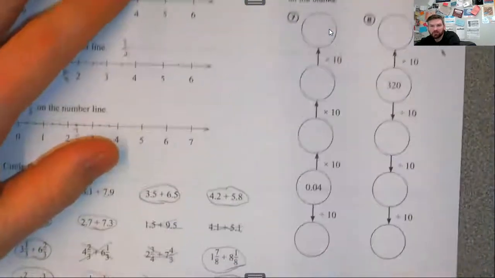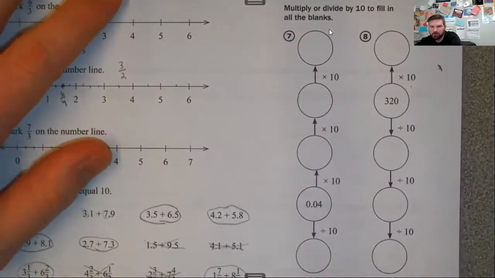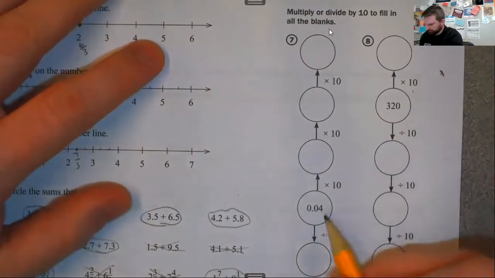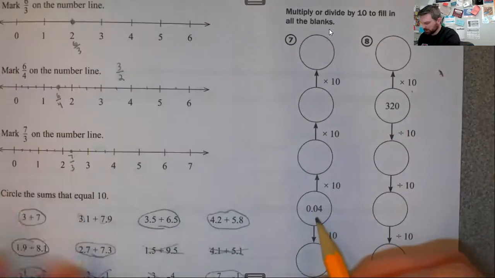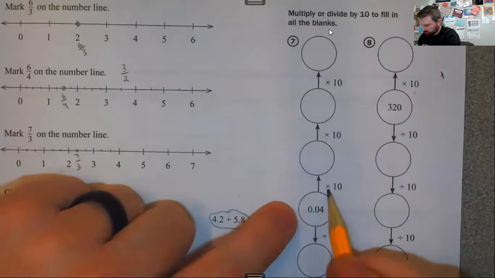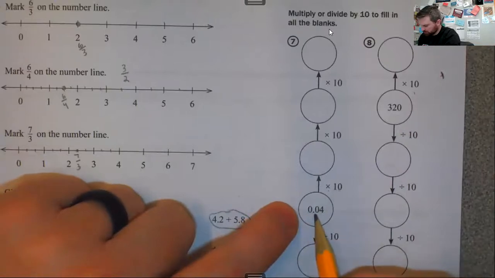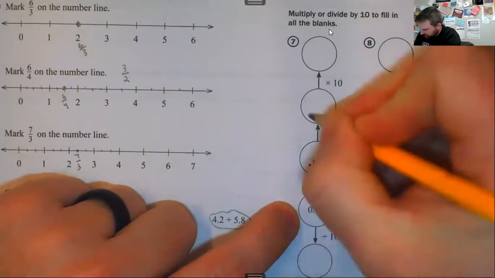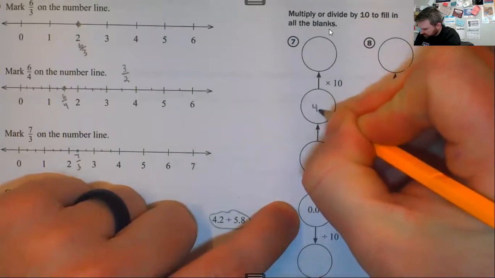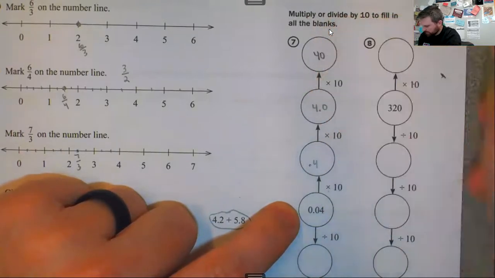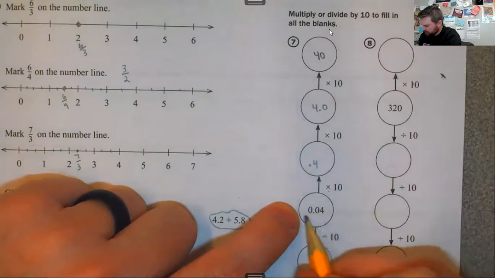Okay, kind of coming over here to 7 and 8. Multiply or divide by 10 to fill in the blanks. Okay, so here at 0.04, remember when we multiply by 10, we move the decimal to the right. So this is 0.4. Move it to the right, you get 4.0. Multiply by 10, you get 40. When you divide by 10, you move it to the left, so that would be 0.004.